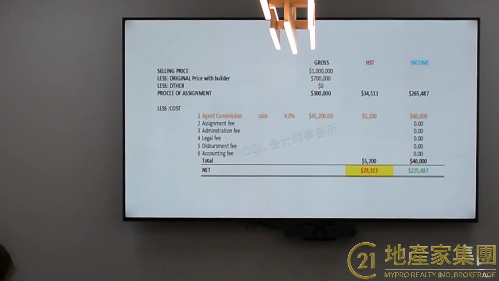Usually, when you submit the HST on a sale, the due date is 1 month after you close. It's not next year, so be careful about that. When you have a client selling an assignment, you know they need to file an HST return. Try to ask them to find a professional accountant as soon as possible. They file 1 month after the closing day, the final closing.